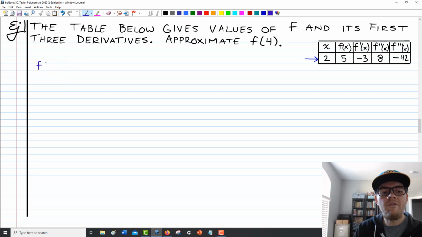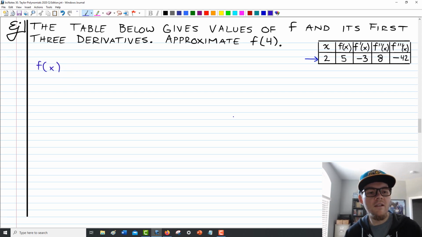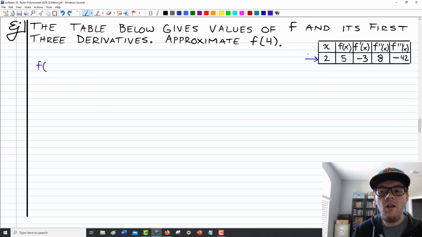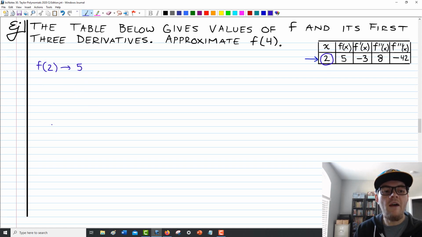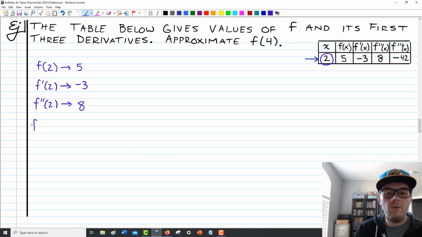So we'll start with f of x. But here's the thing, we don't know what f of x is, so instead we're going to be plugging in whatever our x value is. In this case, it's x equals 2. So rather than start with just f of x, I'm going to start with f of 2. According to the table, f of 2 is equal to 5. Just like before, let's use arrows just to be safe. f of 2 is 5. Reading the table, f prime of 2 is going to be negative 3. f double prime of 2 is going to be 8. And reading the table one more time, f triple prime of 2 is going to be negative 42.